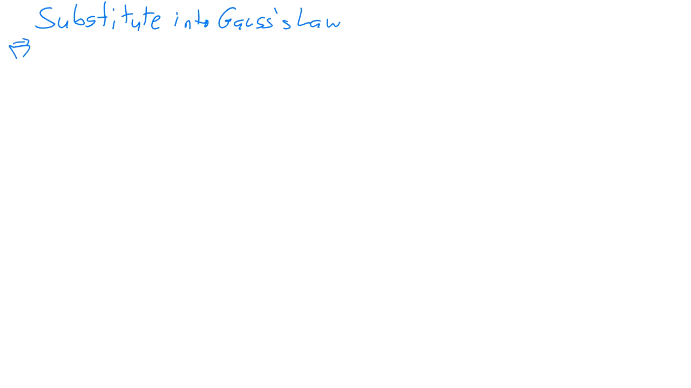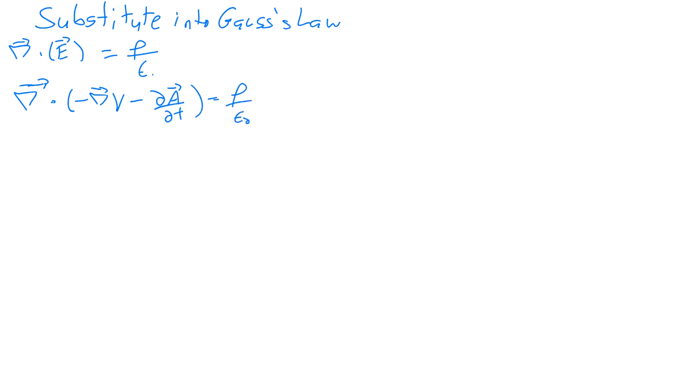Here, I'll put the field in parentheses so we can see really clearly where the substitution happens. We're going to substitute in our potentials for E. So we're going to take the divergence of minus gradient of V, our scalar potential, but then minus dA dt, and that's equal to rho over epsilon naught.